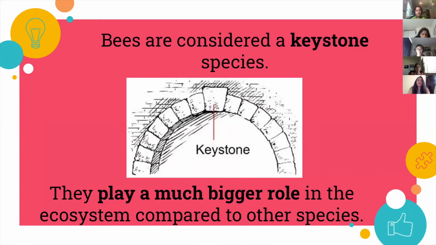So last time, in our last video, we talked about the different types of pollinators and bees, but what we didn't talk about is how important bees are. One of the reasons bees are so important is because they're considered a keystone species, which means that they play a much bigger role in the ecosystem compared to other species. You might see here in the picture that the middle stone is called a keystone, and what the keystone does is it supports the rest of the arch and makes sure the entire bridge stays stable.